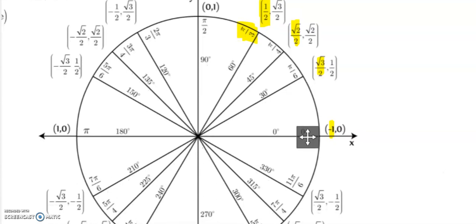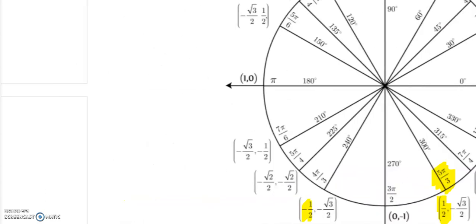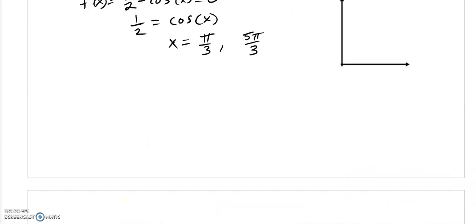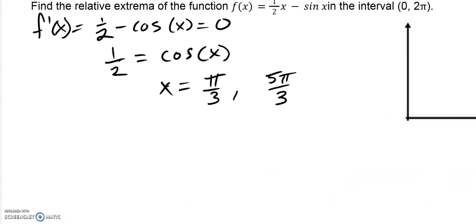Then you want to know again where it's 1/2. Well, it's -1/2 over here. It's going to be -1/2 again here. So the next time is going to be 5 pi over 3, our other place where it becomes equal to 1/2. So then we come back over here, and that's where we get pi over 3 and 5 pi over 3 as our critical points.